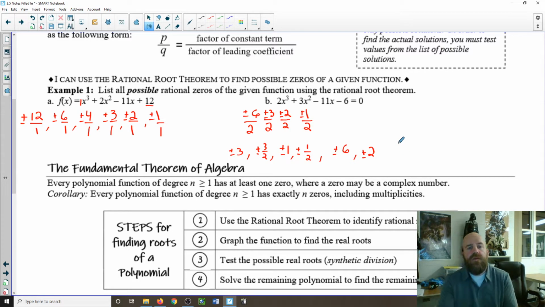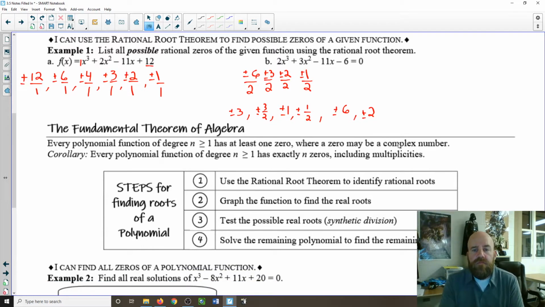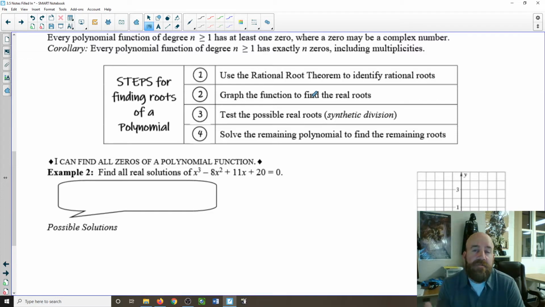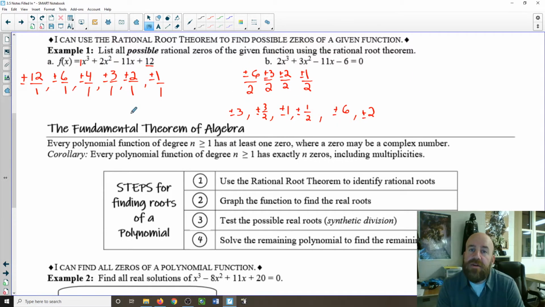All right. So we kind of talked about the fundamental theorem of algebra before. So we talked about the degree of the polynomial telling us how many zeros there are. And it doesn't tell you how many real ones there are, it just tells you how many total. So that can include complex zeros. So what you're going to do is you're going to find the possible zeros using the rational root theorem, the thing that we just did up here in example 1. We're going to list those out, and then we're going to test them to see if we can find which one works.